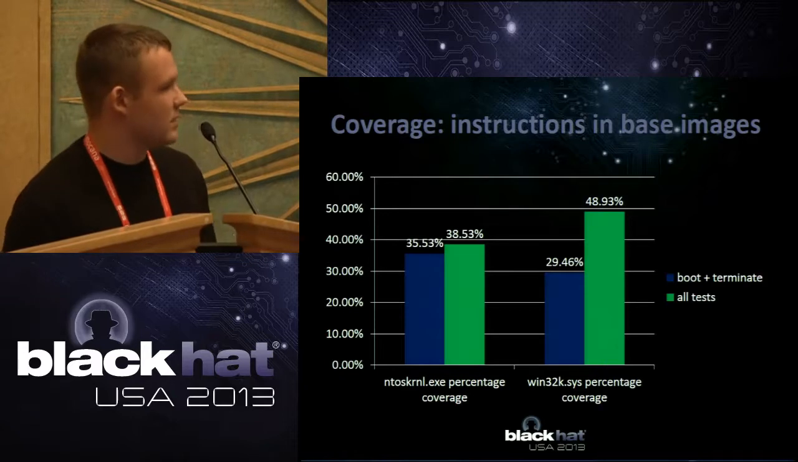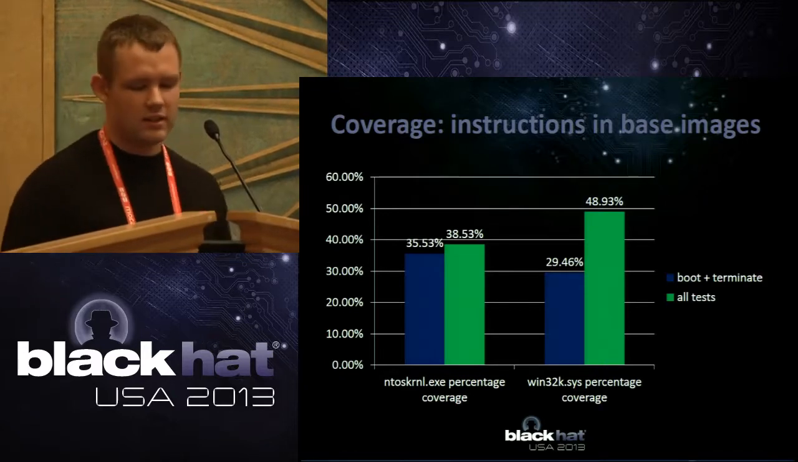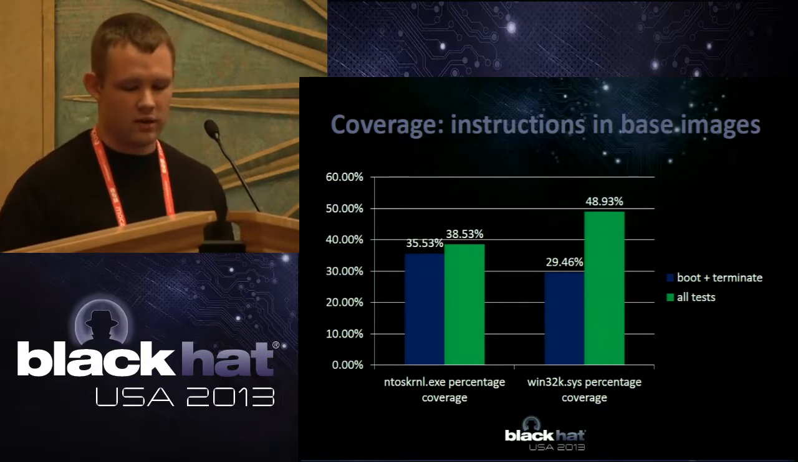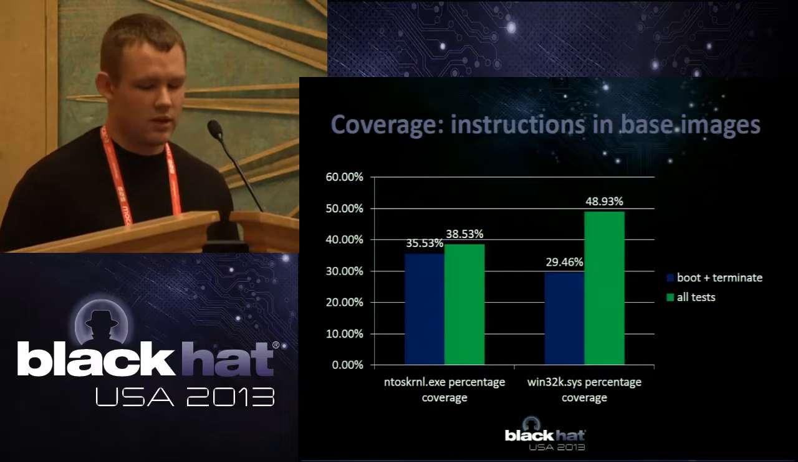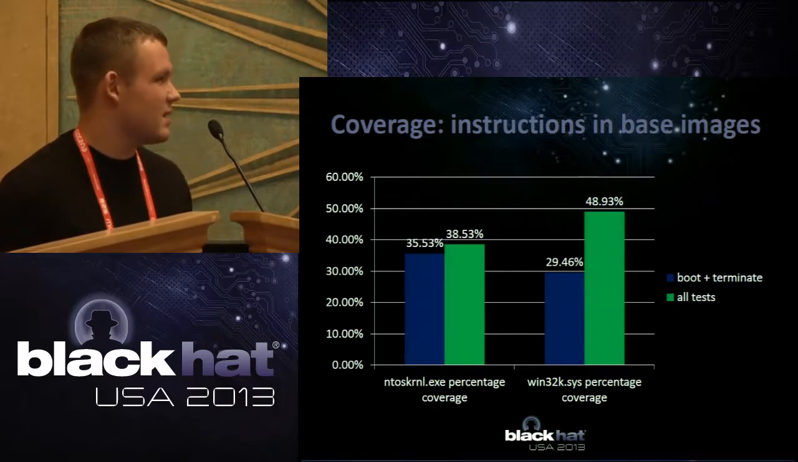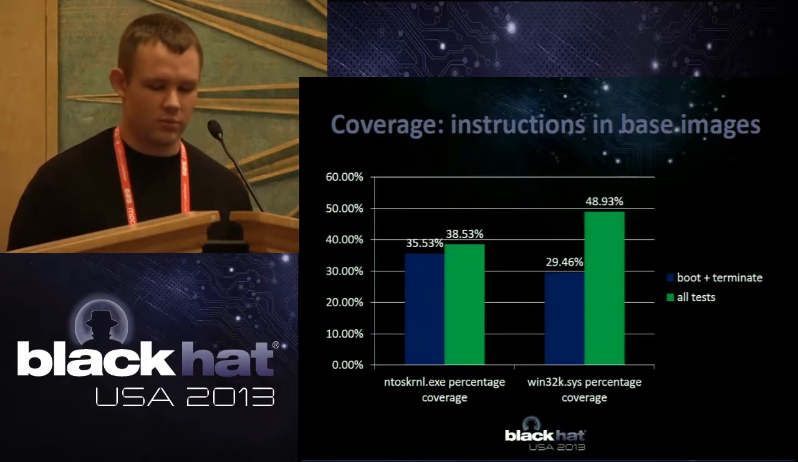The blue part is the code coverage that we got by just booting up the system and terminating it, and the green one is for running the system and running all of the tests that I listed before. So for Win32k it's not really that bad, it's like 50% coverage, but there's still much room for improvement.